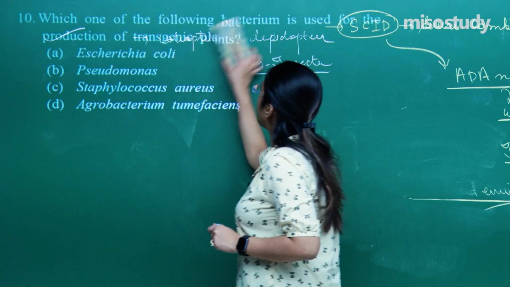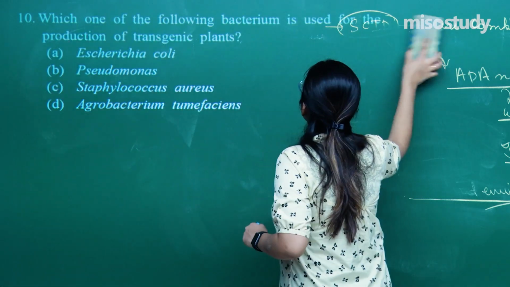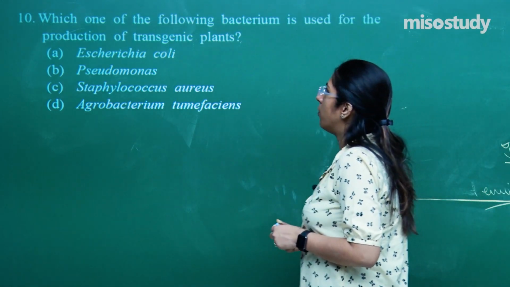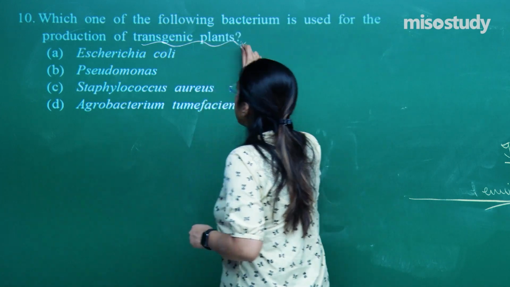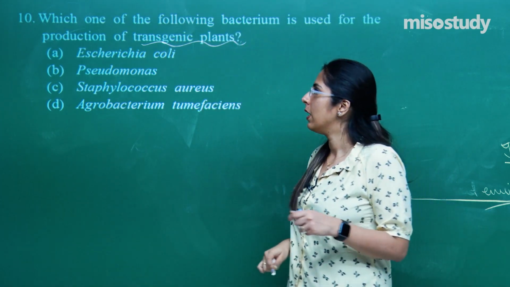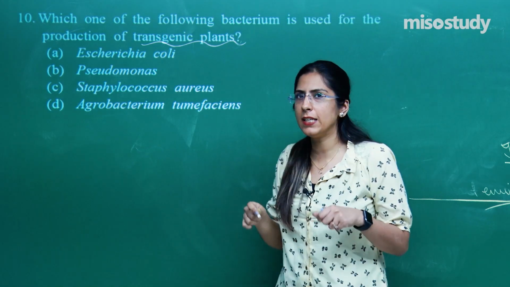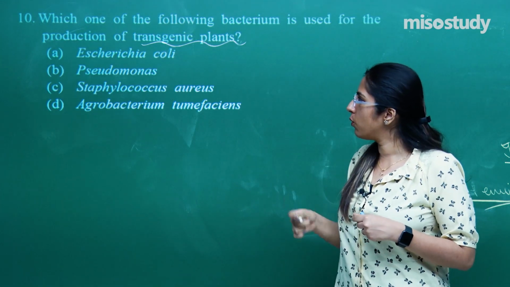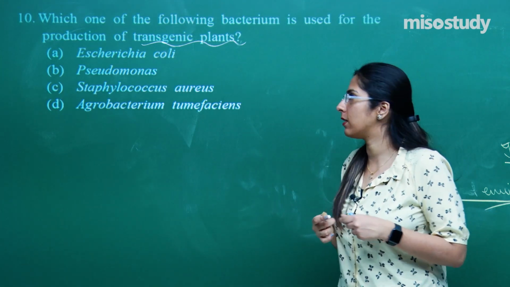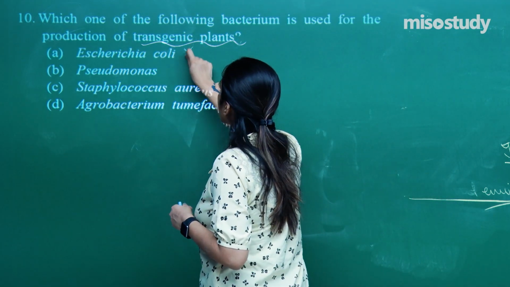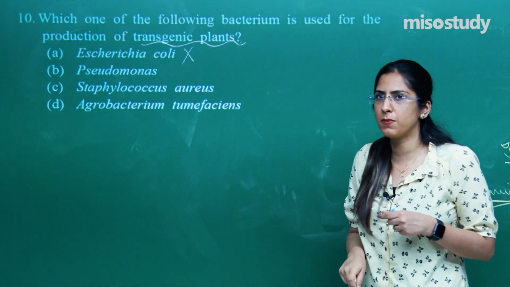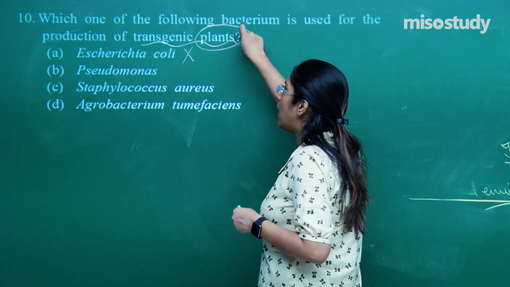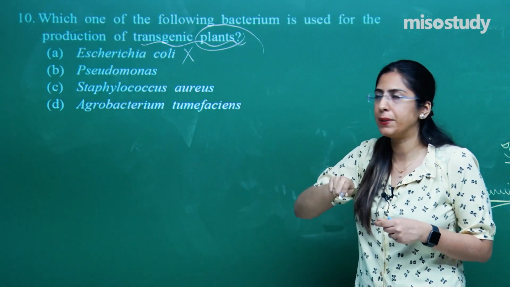Let's talk about question number 10. Which one of the following bacteria is used for the production of transgenic plants? Now, what are transgenic plants? Transgenic plants are those plants which have a foreign gene in them. When they have a foreign gene, that means we need a certain vector by which we can transform that particular original cell. So, let us look at the options which have these vectors. E. coli is a vector? No, E. coli is not a vector, rather the plasmid which is present in E. coli is a vector. But E. coli cannot be used in the case of plants because E. coli does not infect the plant.